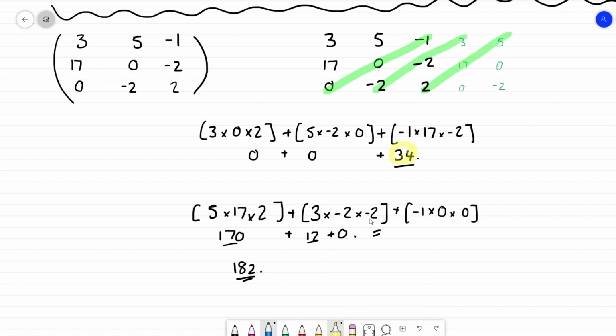Finally, I take the result of the sum of the left-right diagonals and the sum of the right-left diagonals, and take one away from the other. And because I already did the other example, I know that the answer should be 148 or negative 148. Ta-da!